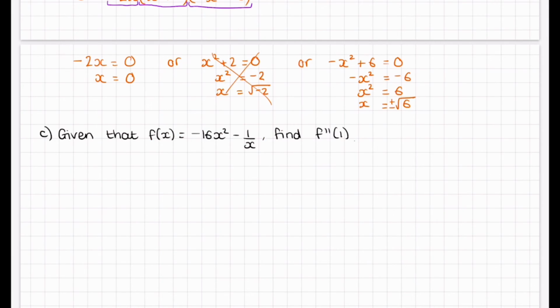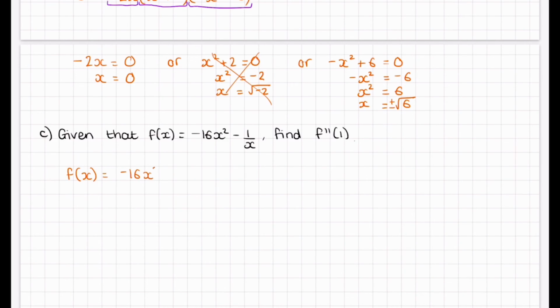Okay, for part C, I've just copied in the question here. So we've got the function negative 16x squared minus 1 over x, and we want to find the double derivative at 1. So we'll do this by hand, and then I'll do it again on the calculator like I did a few videos ago, so you can see how to do it on there as well. So the first thing we need to do is find the first derivative. But what I'm going to do is write this without that fraction.